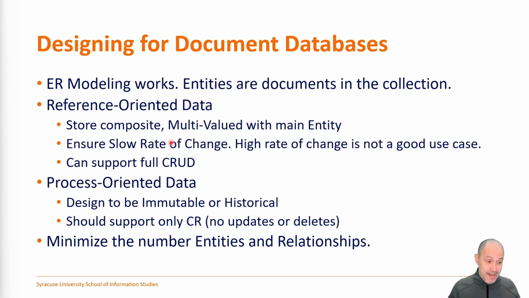Okay. So we want to minimize the number of entities and relationships by taking the reference-oriented data and any lookups and folding them into one document, and then taking that process-oriented data and deciding whether or not we can embed the reference-oriented data in there, or we should have what's called a pointer, which is a reference to the ID of the reference-oriented data.